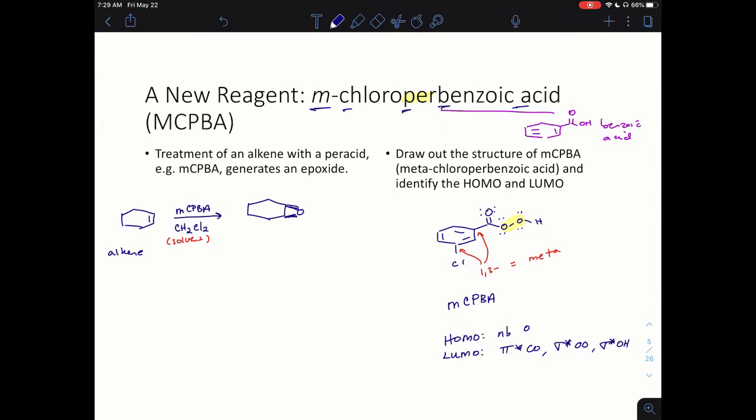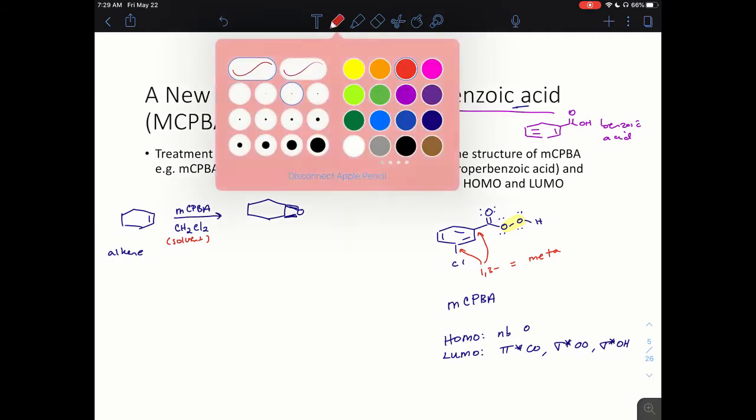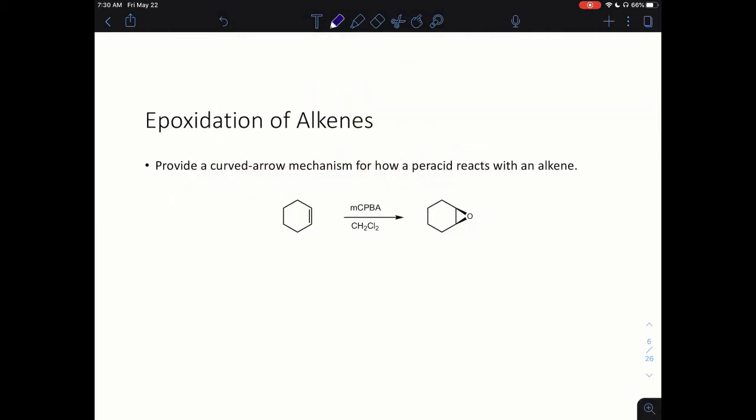You cannot get your model kits out. You could not make a 3-membered ring where one bond is coming from the top and one is coming from the bottom. That is absurd. It will not work geometrically, at least not in a 3-membered ring capacity. So we've generated an epoxide. Let's draw the complete curved arrow mechanism for how this reaction occurs.